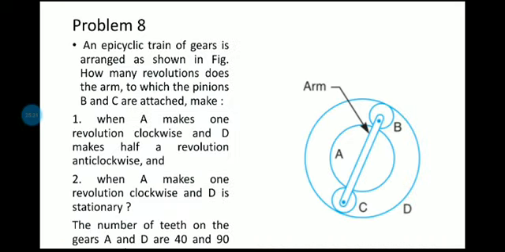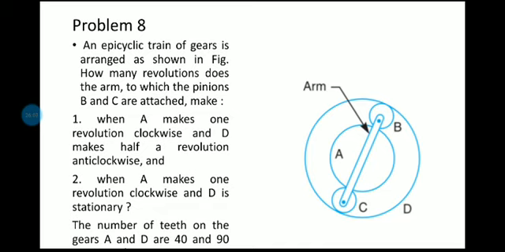And finally you have the 8th question. This is the 8th question. Here also probably some teeth numbers will be missing. Epicyclic gear train arranged as shown. How many revolutions does the arm, to which the pinions B and C are attached, make? So you have to find the speed of arm. That is the question. So speed of arm is always plus y. In any case it will be plus y according to our table of motions.